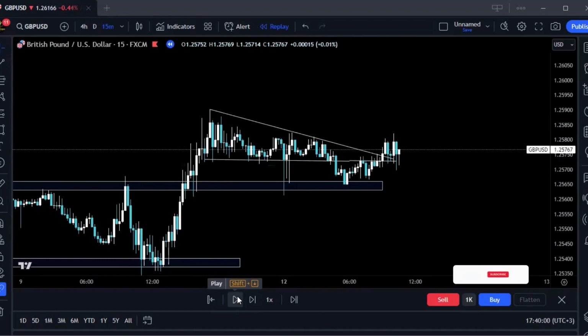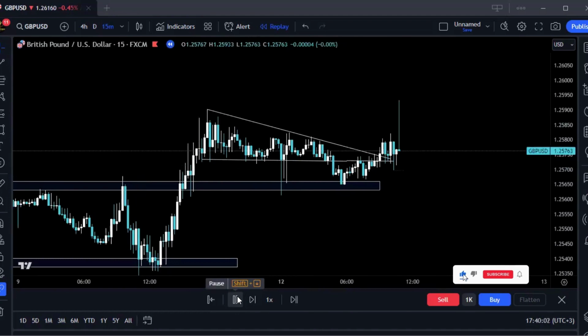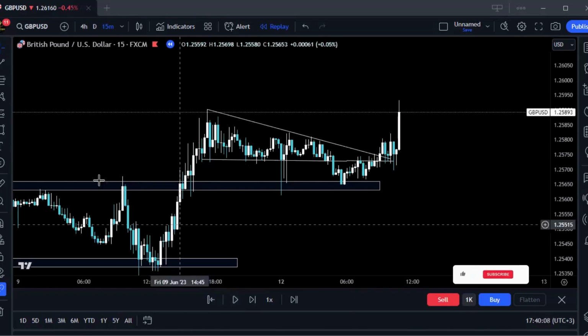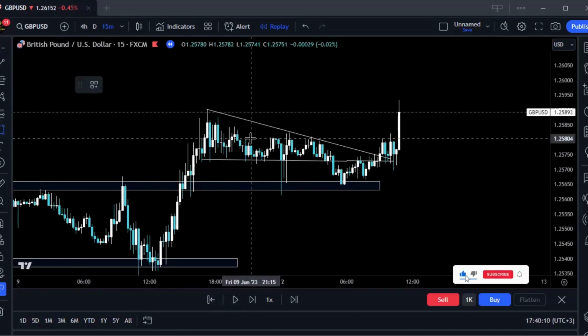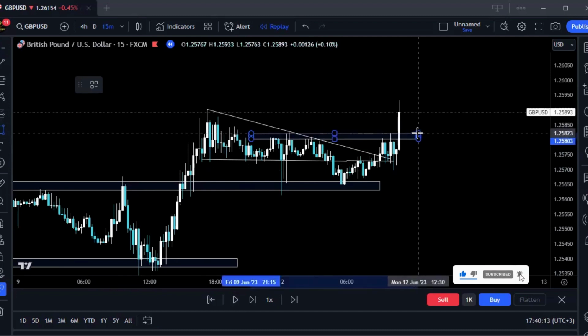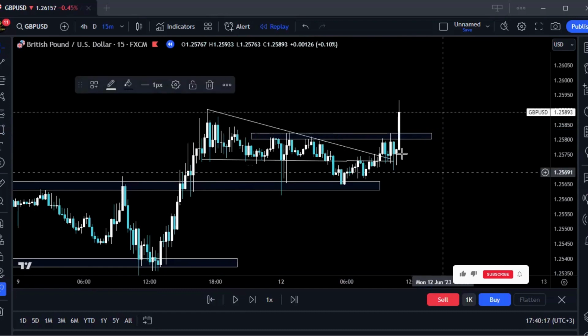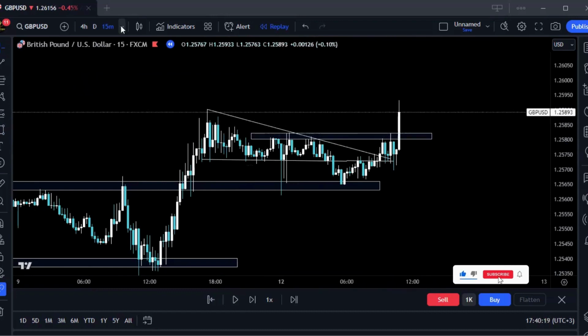What's going on now? Jesus. GU has some crazy impulsive momentums though. Look at what it's doing to us now. Okay, so prices have broken above that. So we'll be looking for a retracement on this one right here. Hold on. Let's see how the 1 hour looks.